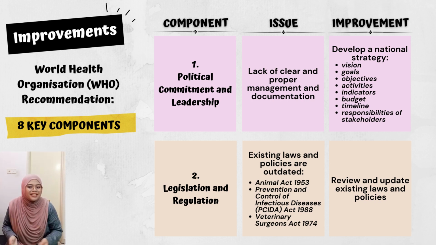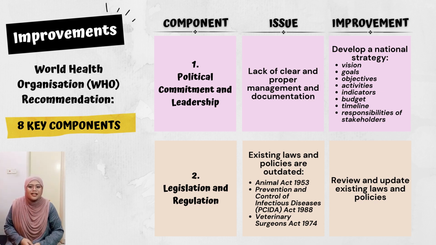First, political commitment and leadership. Malaysia may have a National Rabies Control Committee, but not our own National Strategy and Action Plan for Rabies Elimination, NAPRE, to properly oversee and coordinate rabies prevention. India has their own NAPRE. WHO outlines that it should have detailed information on vision, goals, objectives, activities, indicators, budget, timeline, and responsibilities of the stakeholders.